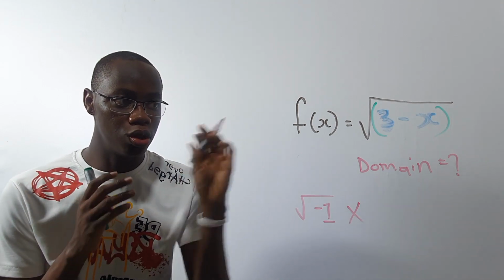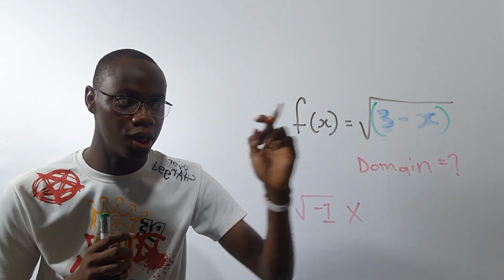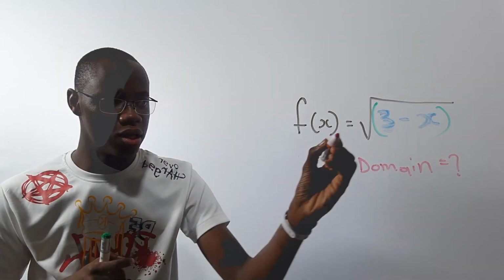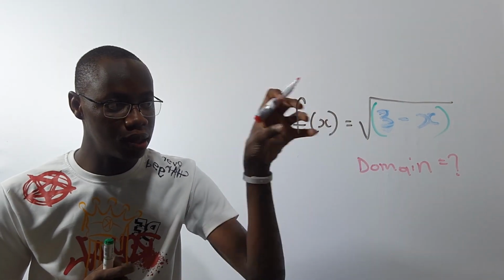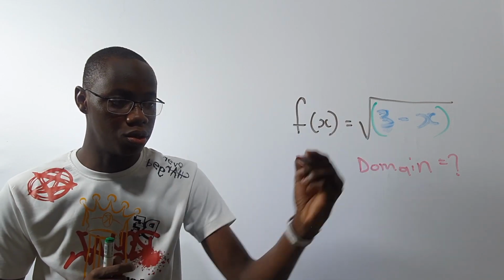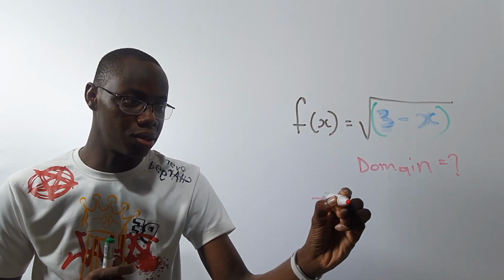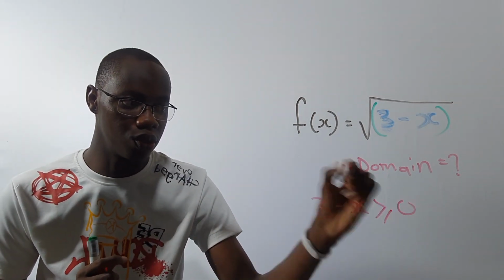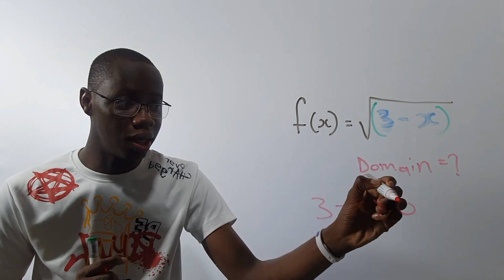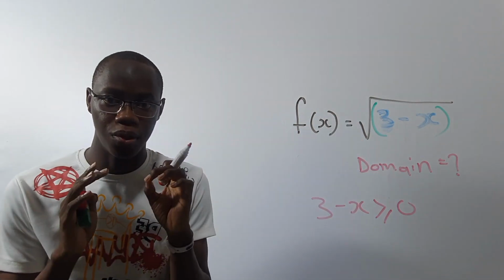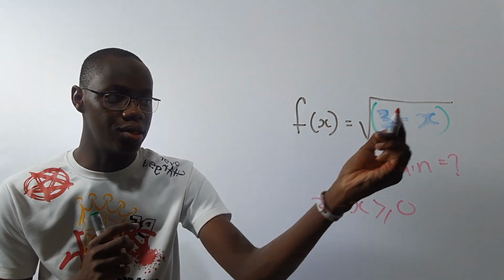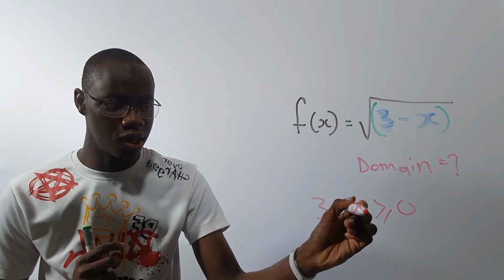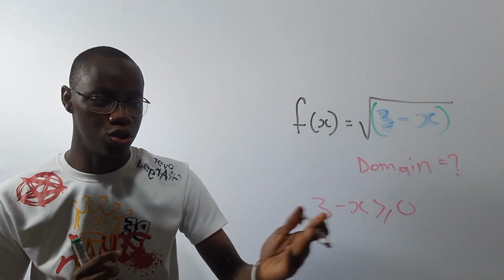So we don't want anything under the square root to be less than 0, because that will be negative. All we can do is express that mathematically. Anything under this root, which is 3 minus x, should be greater or equal to 0. It can either be 0 or greater than 0. That's the only way this expression will not give us a negative. Then all we need to do is solve this inequality.